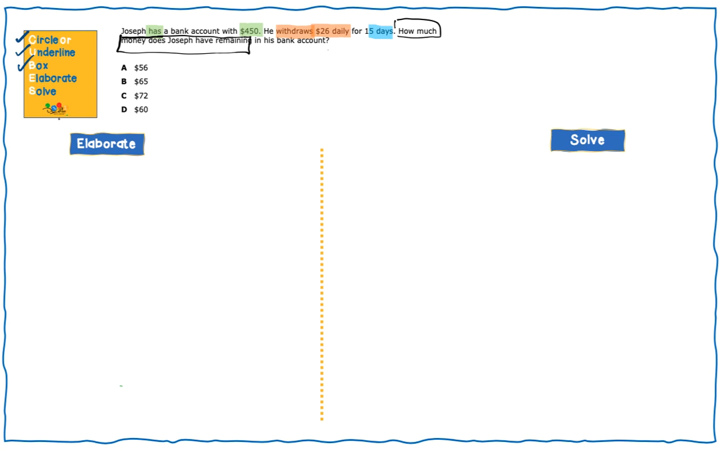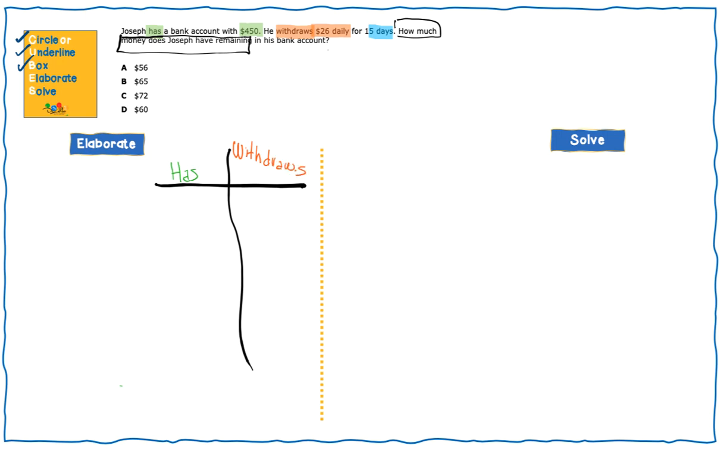Our next section will be elaborate. We have to come up with a plan. It can be a table, picture, diagram, anything that shows we are understanding what's going on. I'm not going to do operations, but I have to understand what's going on. First of all, when I got started with this sentence, I noticed he has money. So here I'm going to say, this is what he has. And then also I need to keep in mind what he withdraws. So I'm going to put that right here. What he withdraws.